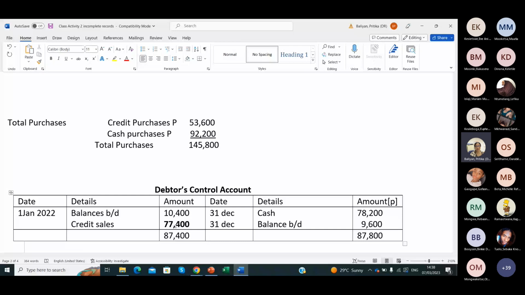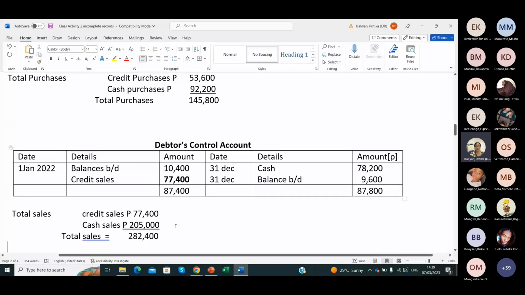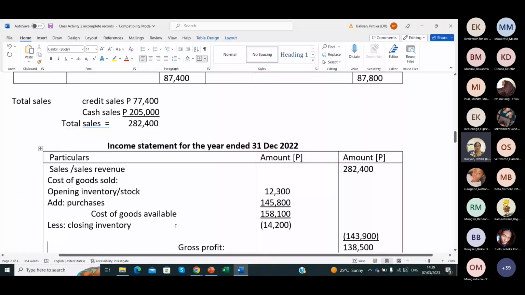Once you get the credit sales, then you add the credit sales and the cash sales to find the total sales. When you get the total sales, then you can start the statement of income. So we take this sales figure, 282,400. That figure you will write as sales. Then from that, we subtract the cost of goods sold.